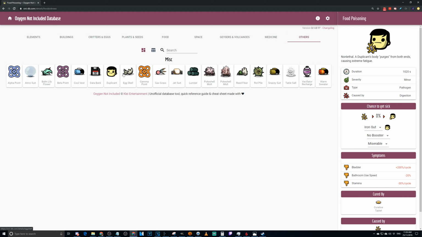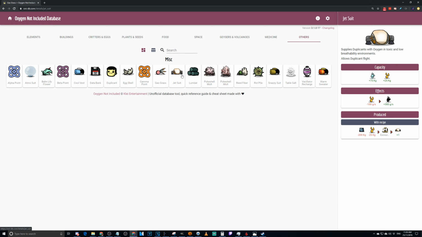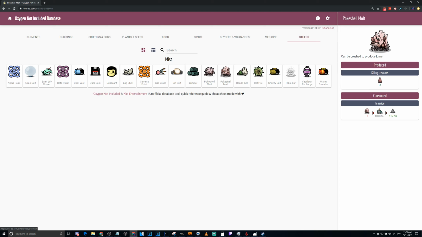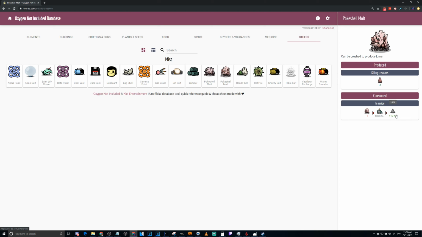Along with others, you can look at what gas grass requires, what a jet suit requires. Anything that didn't fit in any other category, like the 2 Pokeshell Molts. So we've got the little one for the babies, which gives you 5 kilos of lime. The big one gives you 10 kilos of lime. All that sort of stuff is in here.